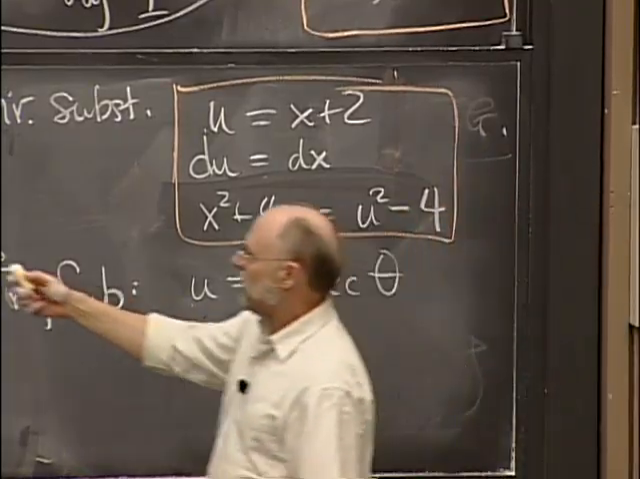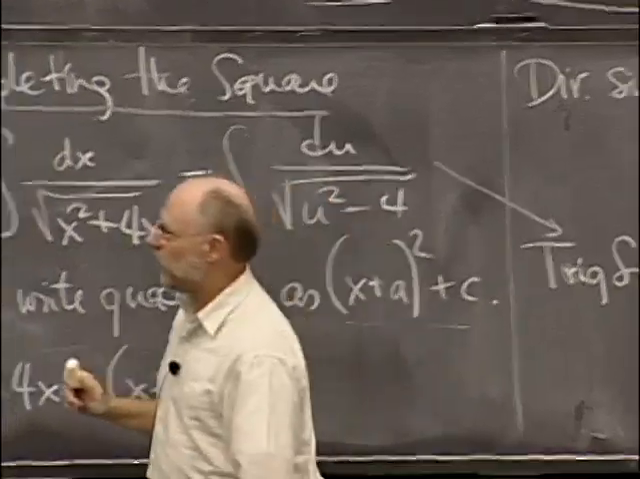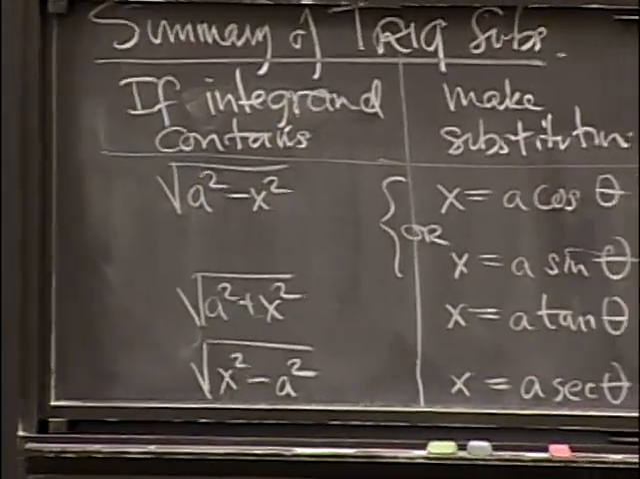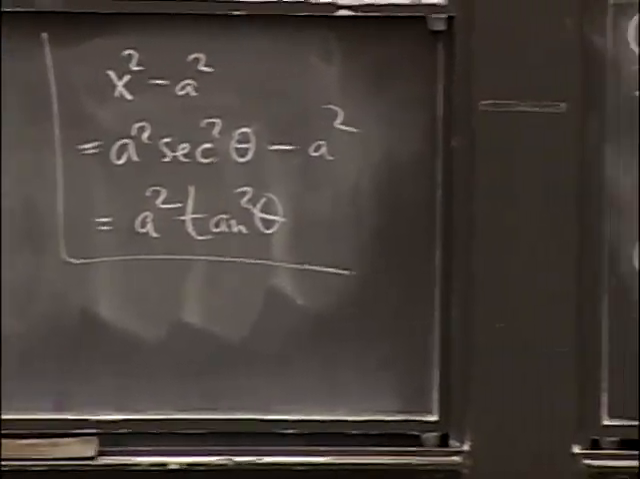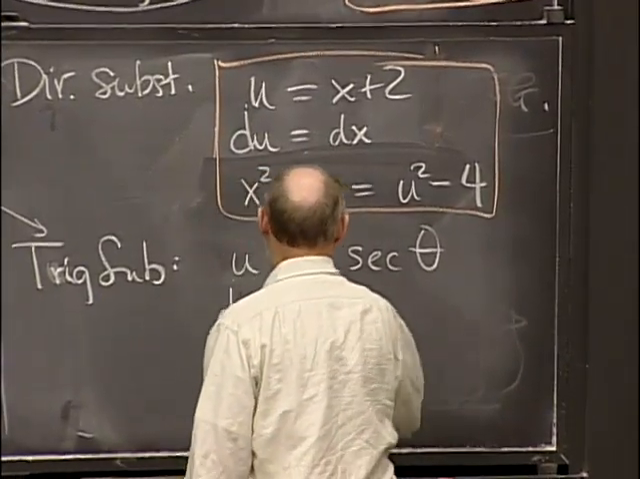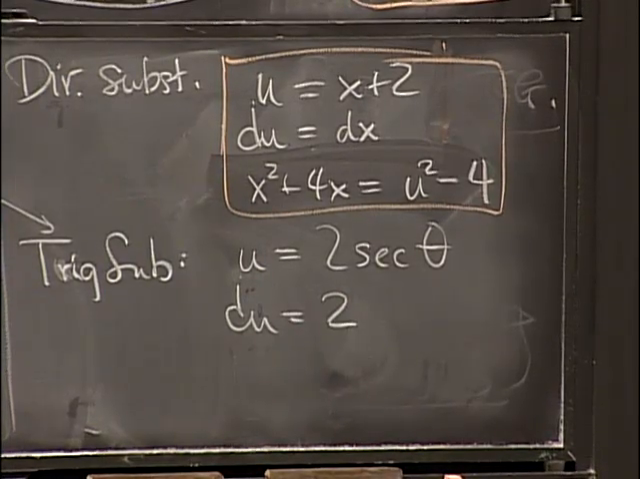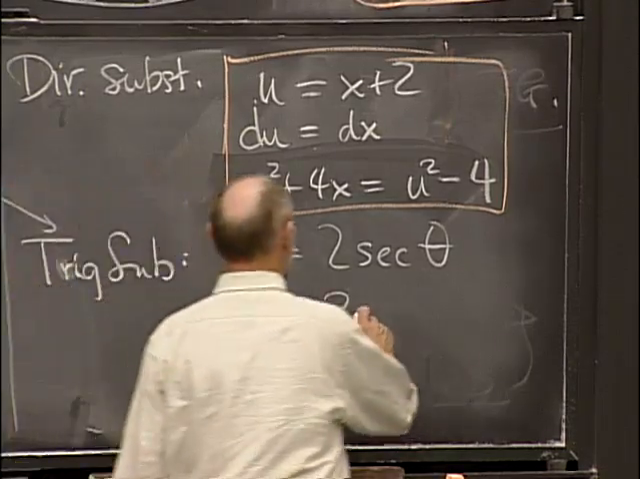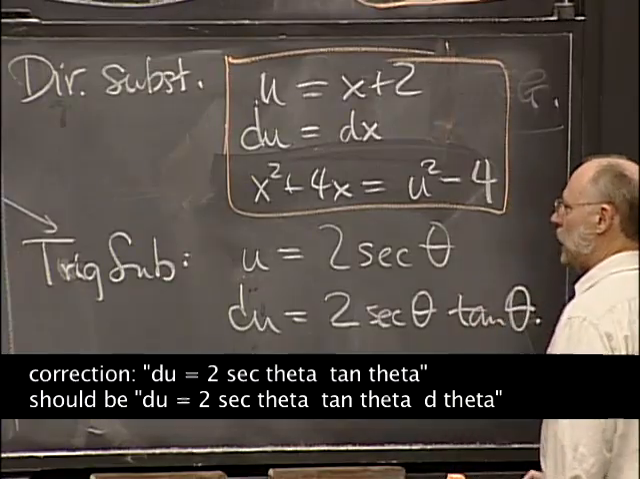Okay? This is a lookup table process. I see this square root of u squared minus 4. I see that it's of this form. I'm instructed to make this substitution, and that's what I just did. Let's see how it works out. So du is 2, what's the derivative of the secant? Secant tangent. So du is twice secant theta tangent theta.